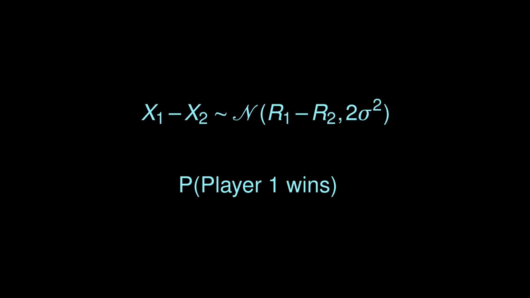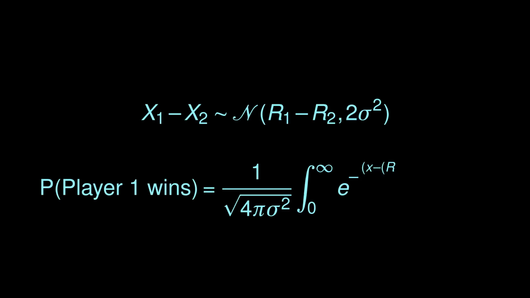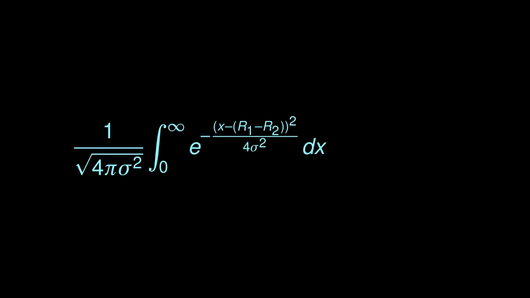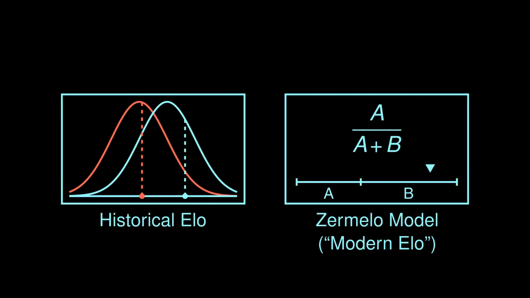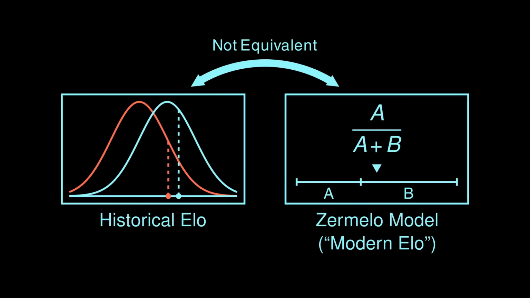To find this probability, we need to integrate the probability density function of a normal distribution. We won't compute this today. Suffice it to say that this is not the same formula as the logistic probability formula used in what we now call the Elo system. Elo's historical model, in which players generate and compare random normal values, is not equivalent to the Zermelo model. This causes confusion to this day.